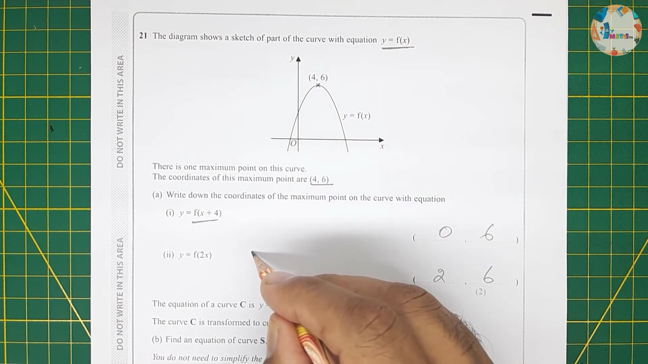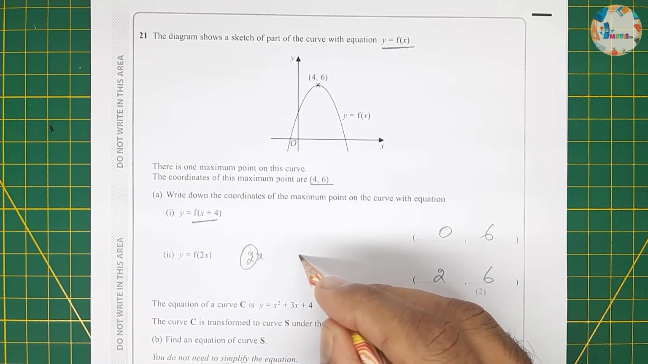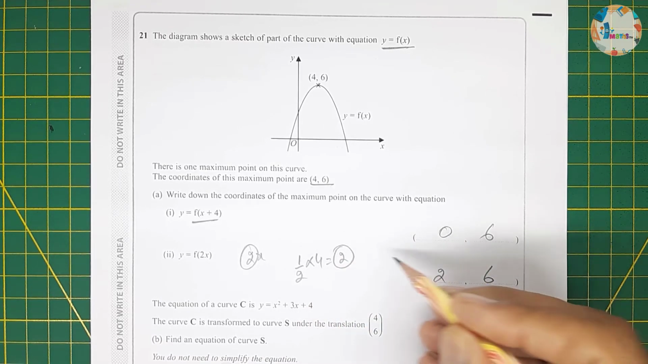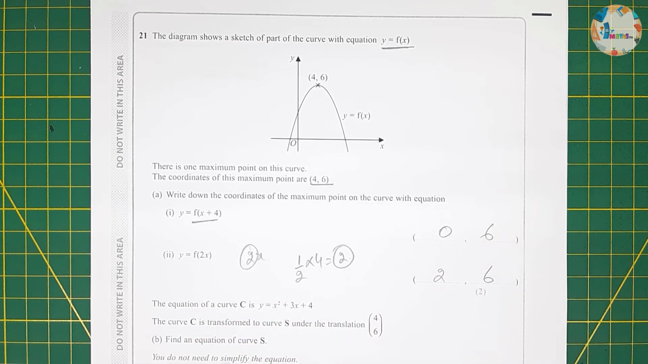Basically, for example 2x, for this factor we will be multiplying the x coordinate by 1 by 2. So 1 by 2 into 4 will be equal to 2. So the x coordinate will change, y will remain the same for this second transformation.